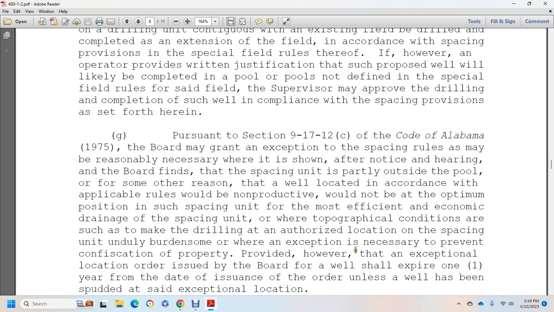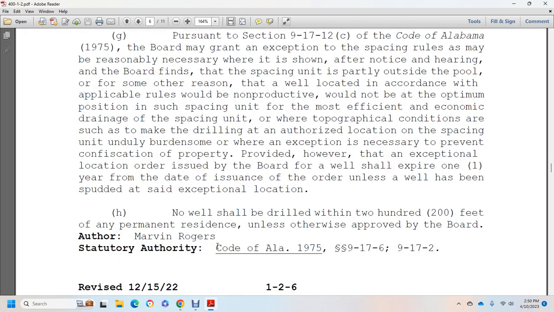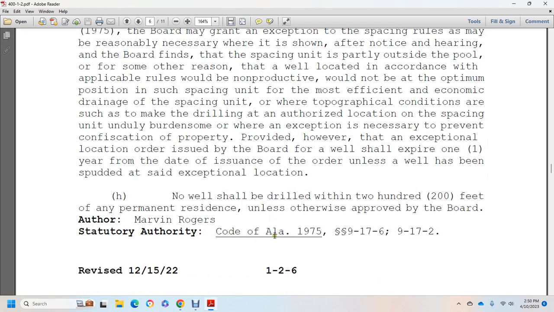waste and to protect conservation of the property, provided, however, the exception location issued by the board shall expire one year after the date of issuance of the order if the well has not been spudded at the exception location. H. No well shall be drilled within 200 feet of any permanent residence unless otherwise approved by the board.